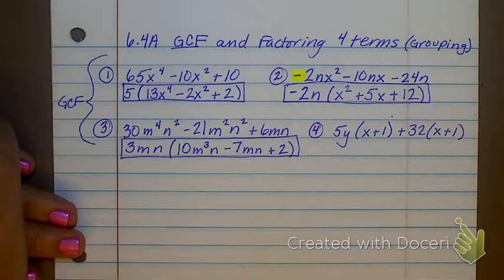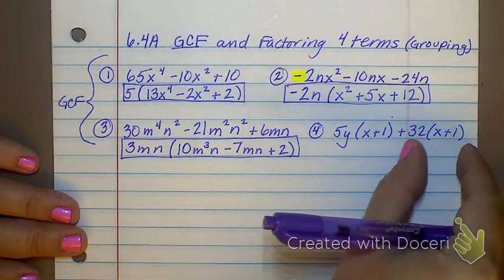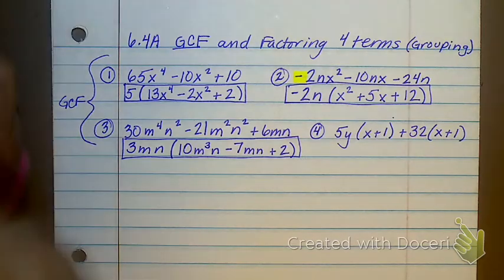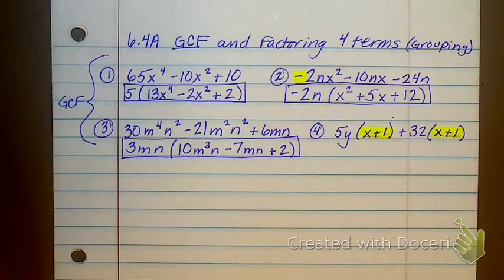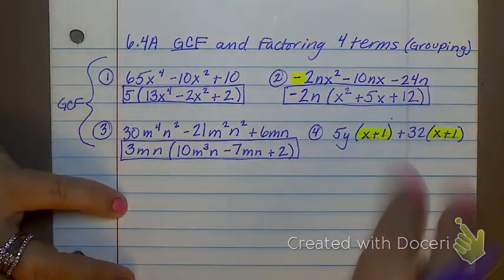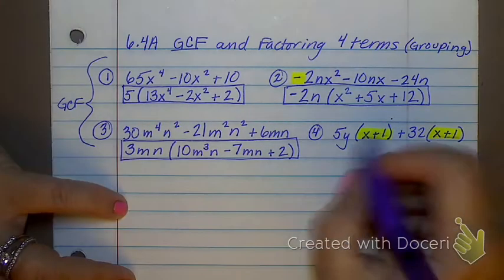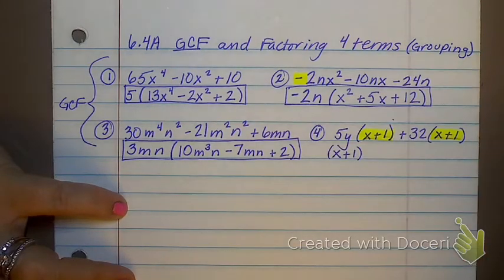Now, number 4, I'm trying to trick you a little bit. What do they have in common? How many terms do I have there, by the way? I have 2 terms. 1, 2. And those 2 terms happen to have parentheses in common. Do you see that? So, let's think about this for a minute. If that's what's in common, aren't we taking out what's in common? So I'm going to write that out in front. Unfortunately, I have to write it in parentheses because it's a binomial.